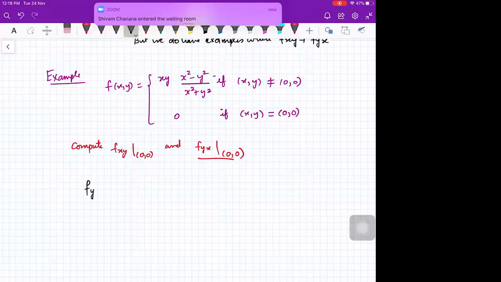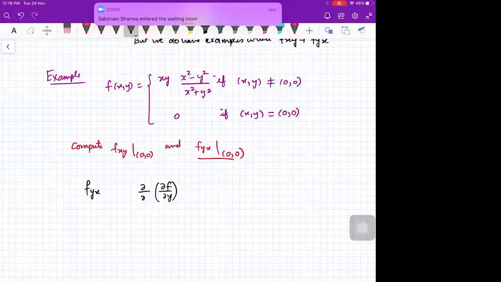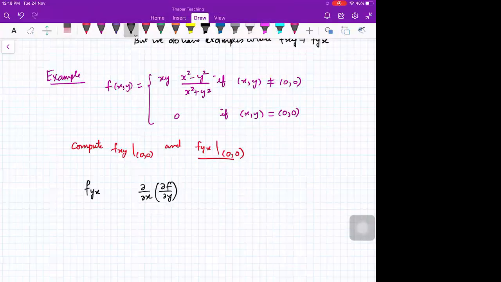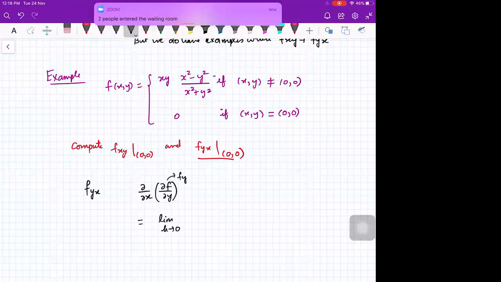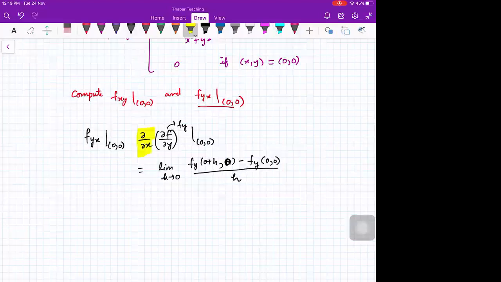So let us do this thing. What do you mean by fyx? It is ∂/∂x of ∂f/∂y: first you are differentiating with respect to y, and then whatever is there, you are differentiating that with respect to x. So by definition, this is equal to limit h goes to 0 of [fy(0+h, 0) − fy(0,0)]/h. We are computing everything at (0,0). Is this clear? This is the definition of partial derivative with respect to x. At the point (0,0), you will just increase the x coordinate, the y coordinate you will keep as such. Now, you need to compute what is this fy at (h,0).